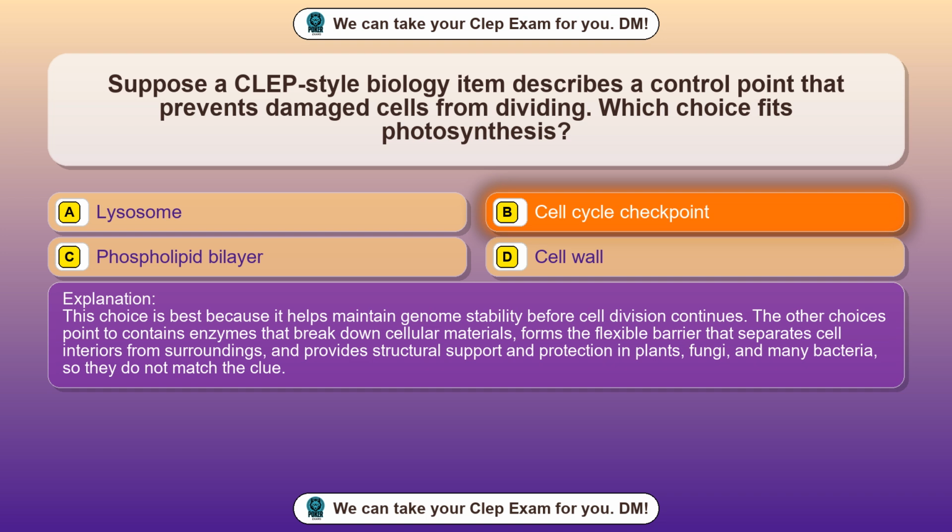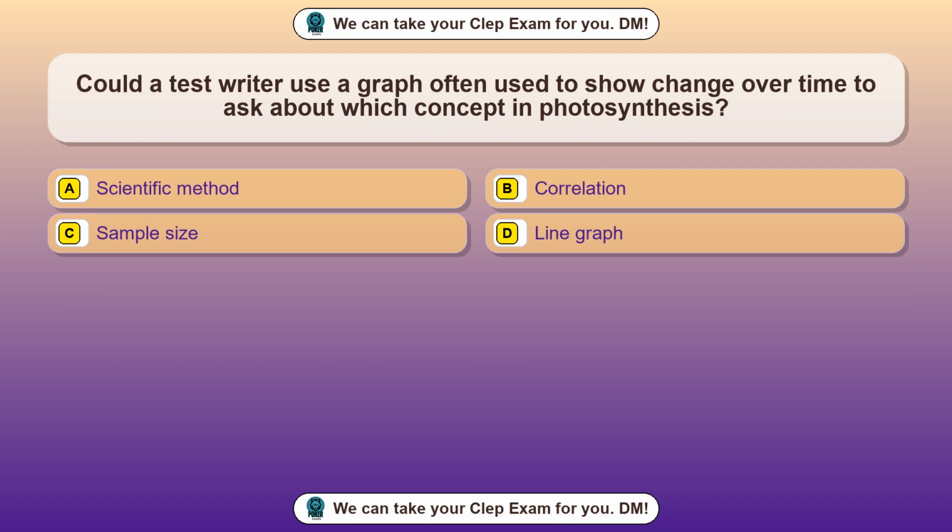Question 99. Could a test writer use a graph often used to show change over time to ask about which concept in photosynthesis? Option A, scientific method. Option B, correlation. Option C, sample size. Option D, line graph. The correct answer is option D, line graph.